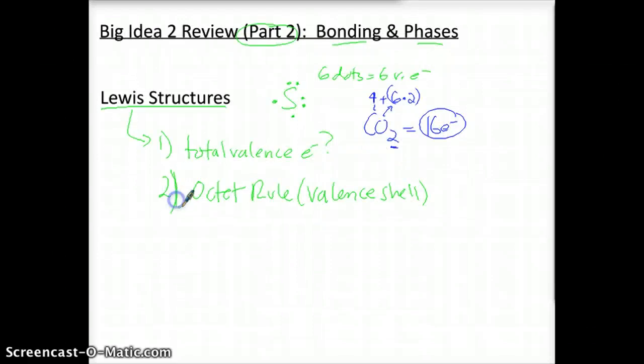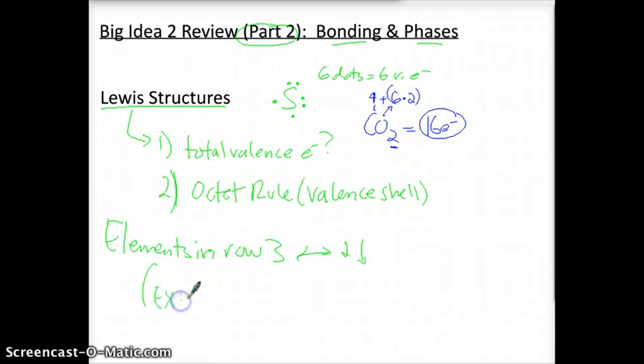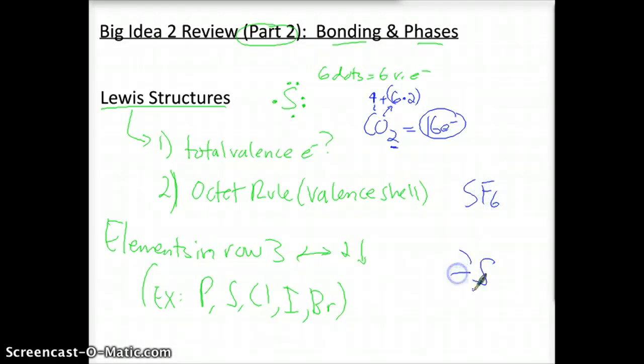So for example, what you need to know is that elements in row 3, meaning left to right, and below, can have more than 8 valence electrons. Common examples that you need to watch out for: phosphorus, sulfur, chlorine, iodine, bromine. These are the most common examples that you will probably see that could have more than 8 valence electrons. For example, SF6 is composed of an atom of sulfur and 6 fluorine atoms bonded to it.